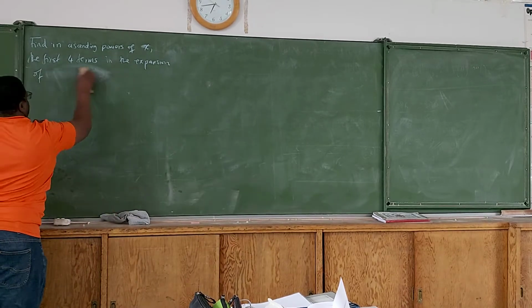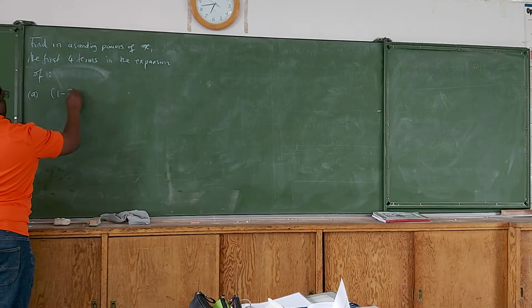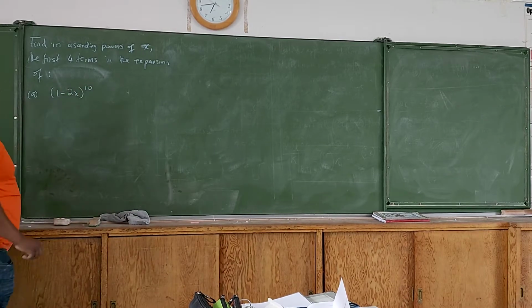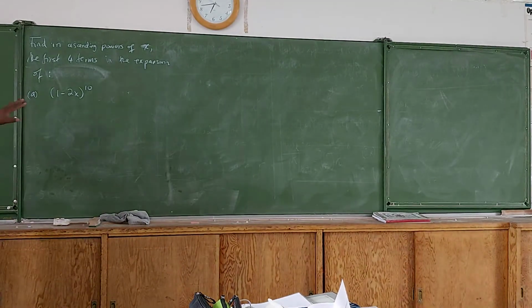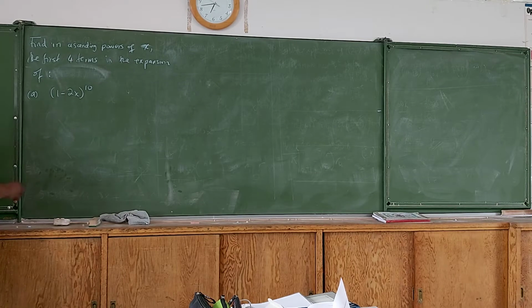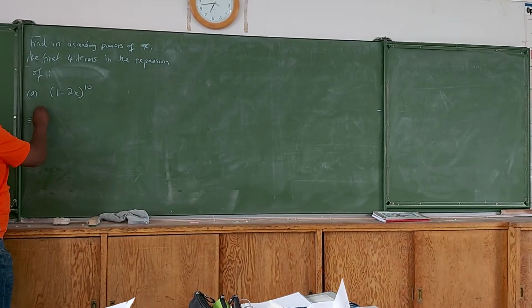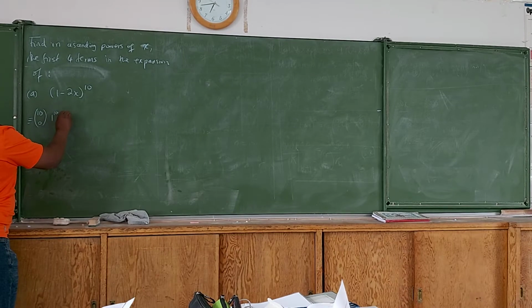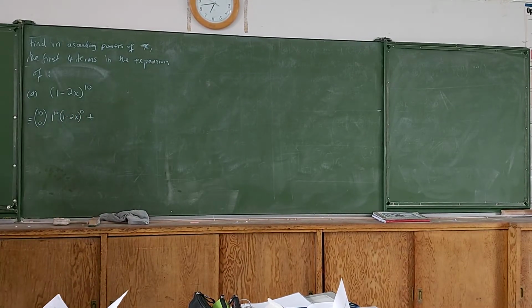Maybe I should just write it nicely. Yes, just write it. 1 minus, is it 2x, raised to the 10. We are supposed to do the expansion of the first 4 terms. So this becomes 10c0, right? 1 to the 10, 1 minus 2x to the 0. Are you with me?